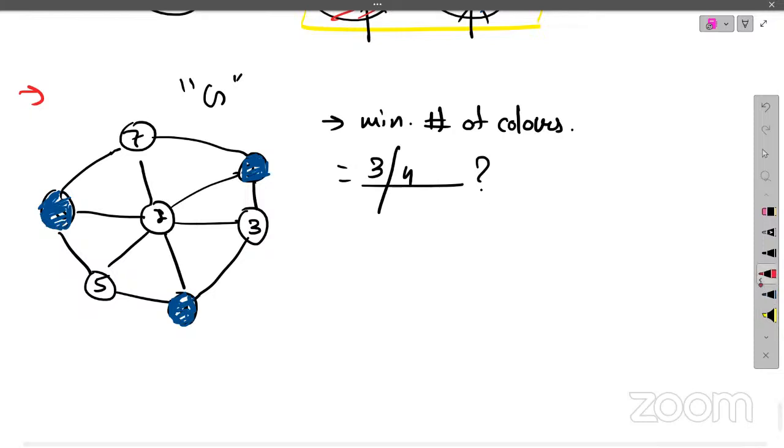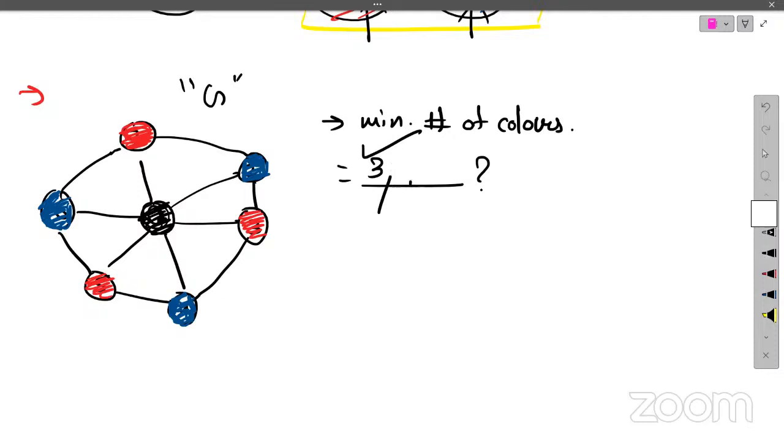So let's take red. Suppose I assign the red color to vertex number 3. Now, what are the vertices on which we cannot assign the red color? We can assign it to 5 and to 7, because they are not connected to 3 directly. But again, we cannot assign red to vertex number 1, and we cannot assign blue to vertex number 1. So here we have to take another color. Suppose I assign it black. That means for coloring this graph, I need at least 3 colors. So the answer will be 3.